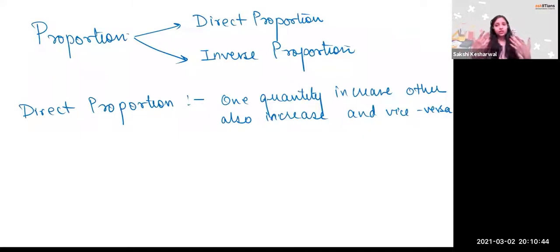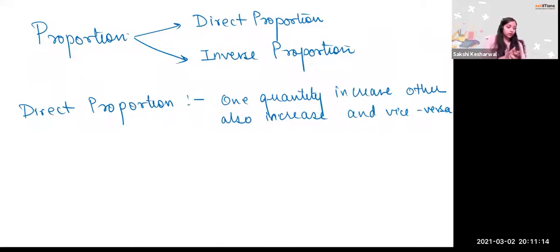Let us suppose initially you have bought 10 pens and paid 20 rupees. Now you want to buy 5 pens. How much will you be paying? Only 10 rupees. So as you have decreased the number of pens, the cost you pay is also decreased, right? This is known as direct proportion. If one quantity increases, the other increases. If one quantity decreases, the other also decreases. There are many things in your life that are in direct proportion.